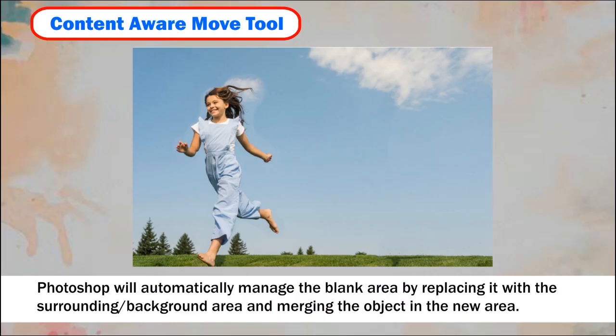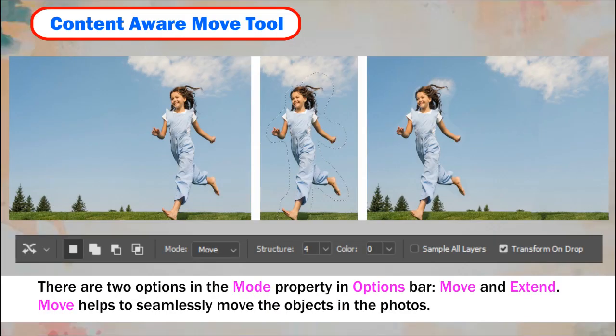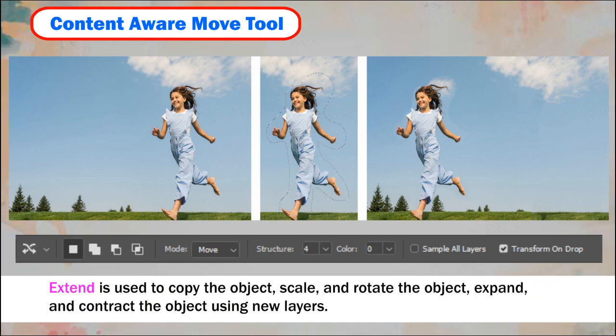Photoshop will automatically manage the blank area by replacing it with the surrounding background area and merging the object in the new area. Step 5. Deselect the selection by pressing Ctrl+D. There are two options in the Mode property in Options bar: Move and Extend. Move helps to seamlessly move the objects in the photos. Extend is used to copy the object, scale, and rotate the object, expand, and contract the object using new layers.